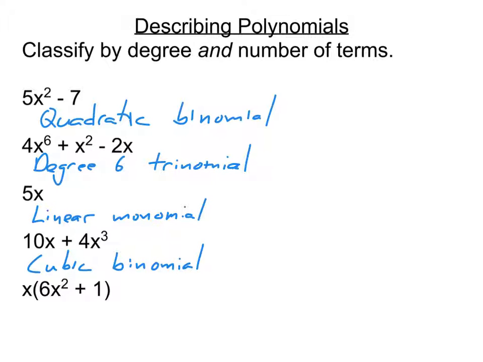So the first 4 were fairly straightforward, but this last one, it looks a little different. And so again, we got to think about how do we deal with it. Well, remember it has to be simplified first. And in this case, this is one of those where I can distribute that x into both terms. And I actually have to do that first. So I'm going to do the x times the 6x squared, which gives me 6x cubed. Then we do the 1 times the x, and that gives me x. This is now fully simplified. So this is then what I'm using to classify it. And so the highest exponent is a 3, so therefore cubic. And there are 2 terms, therefore binomial.